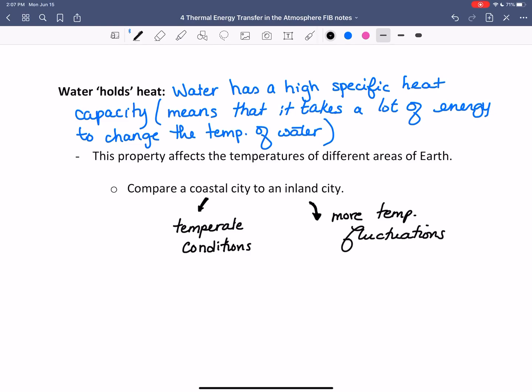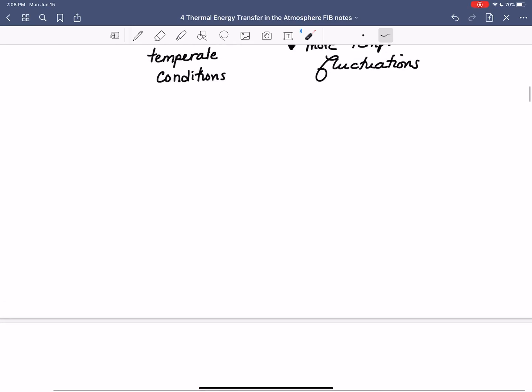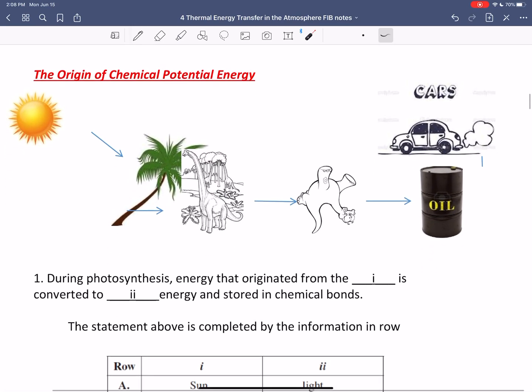And the reason for that is in coastal cities where you have water, the water will absorb heat during the day and then release it slowly at night. And so the temperature tends to remain in the same kind of temperature range, whereas in inland cities where you don't have the water, as soon as the sun drops from the horizon, it tends to get quite cool compared to during the day.